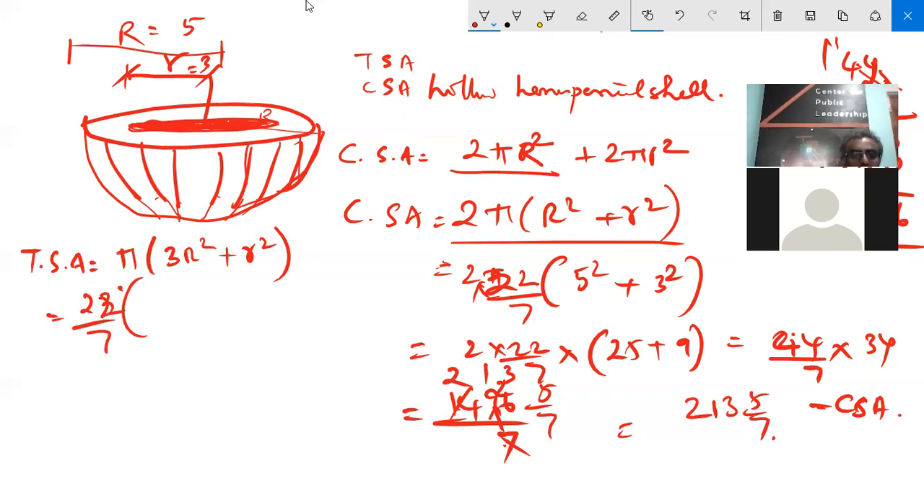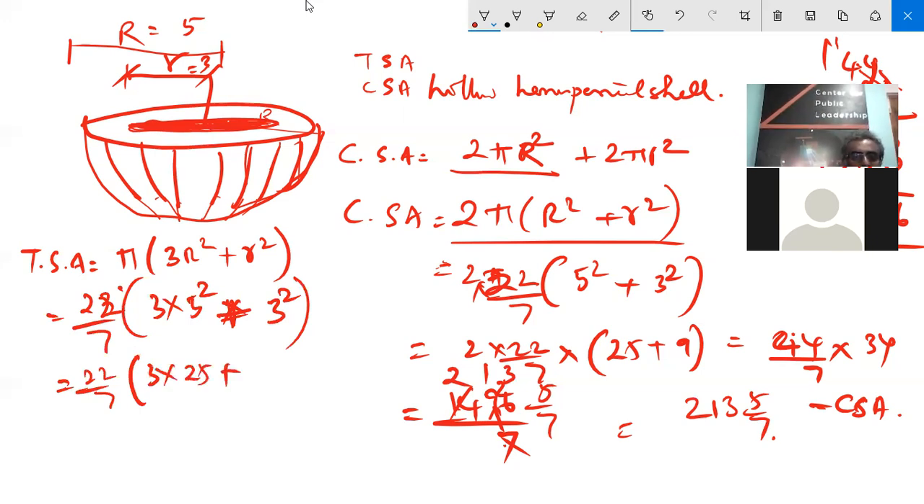22 divided by 7. 3 into r is how much? 5. 3 into 5 squared plus small r, how much? 3 squared. Very good. Okay. 22 by 7 into 3 into 5 squared is how much? 25. 3 squared is how much? 9. Okay. 22 by 7 into 3 into 25. 3 into 25 is 75. 75 plus 9.